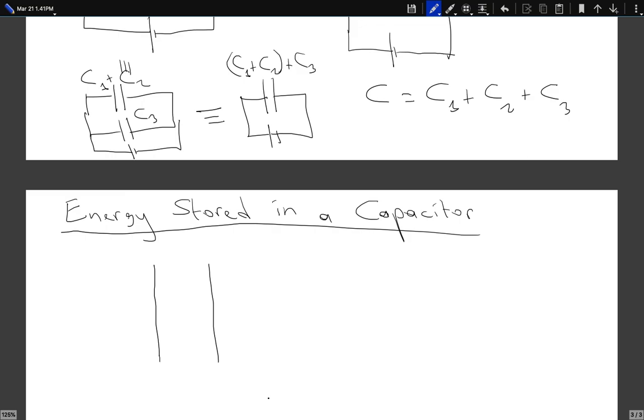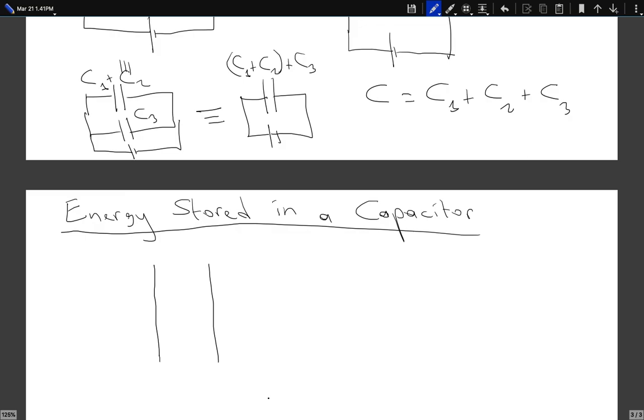But once I move 1 electron to this side, now this plate is slightly negatively charged and this plate is slightly positively charged. So there's a potential difference now. If I move 1 more electron, I need to do some work. If I want to move the third electron, I need to do even more work. And all this work that I have done is actually stored in the system.